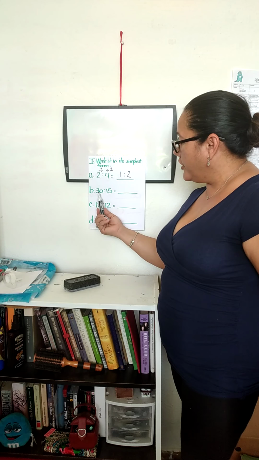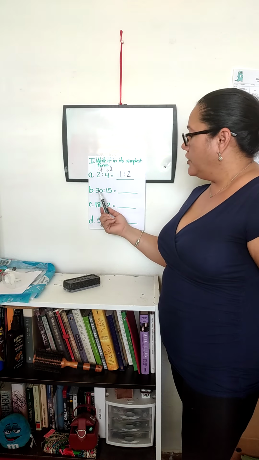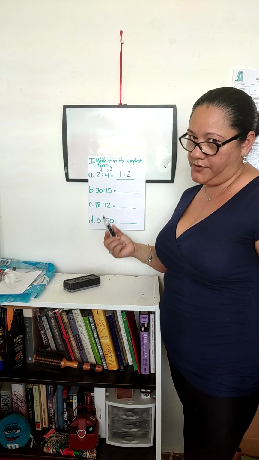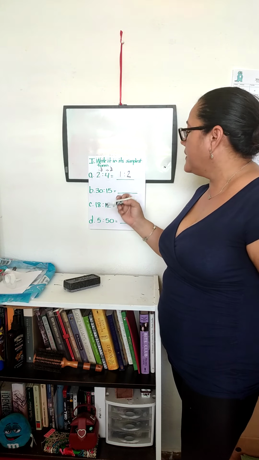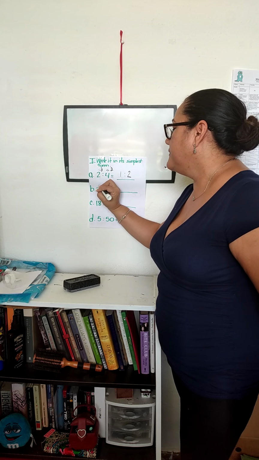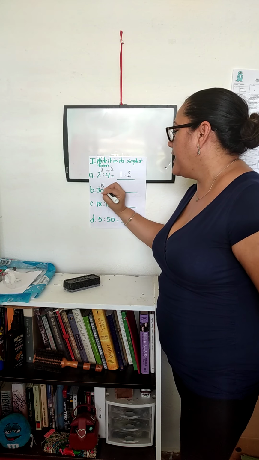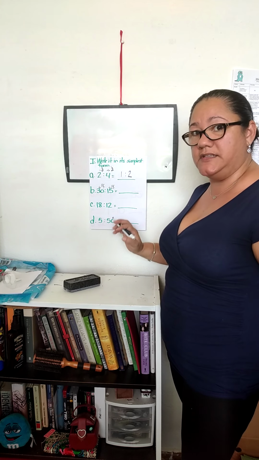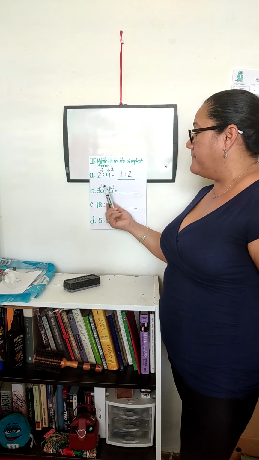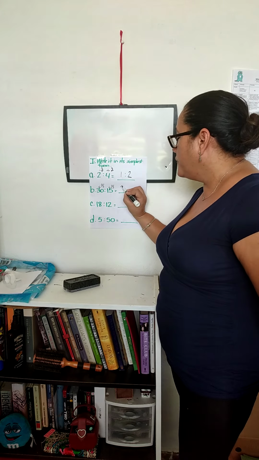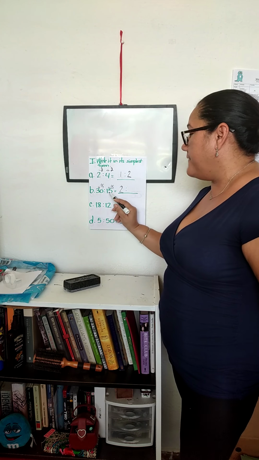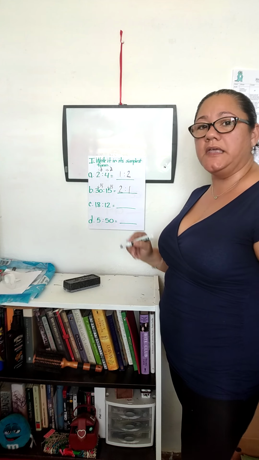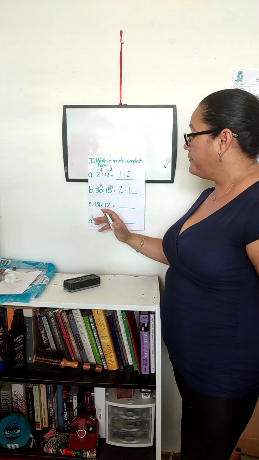The second one, 30 ratio 15. We think, 30 and 15, which is that number that they have in common that will divide them both? Well, the 15. So I divide 30 by the 15. And I do the same thing to the second number. Whatever I do to the first one, I have to do to the second number. So 30 divided by 15 will be 2, ratio 15 divided by 15 will be 1. And that will be the ratio simplified.